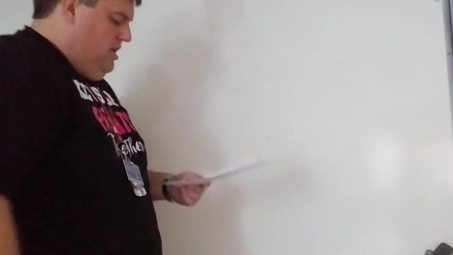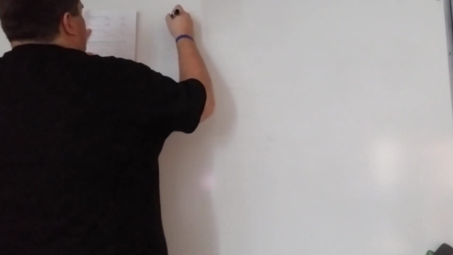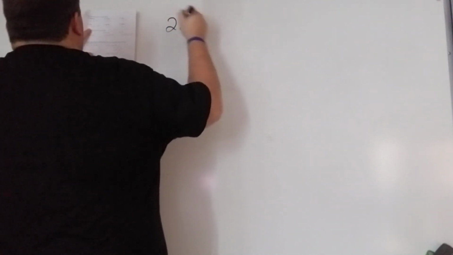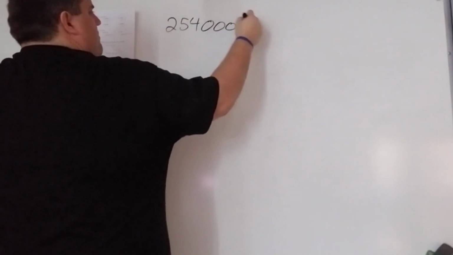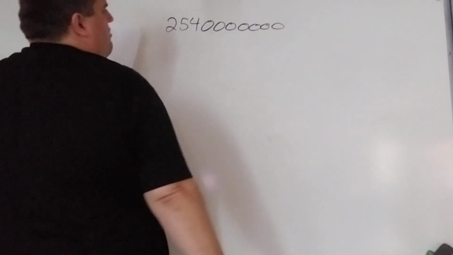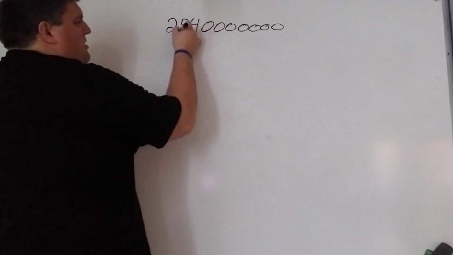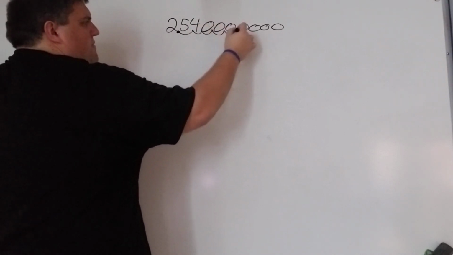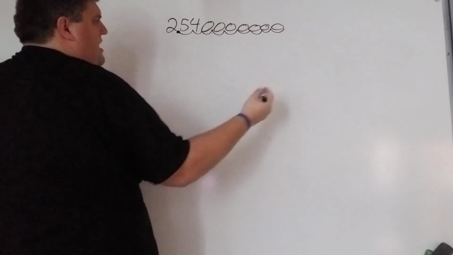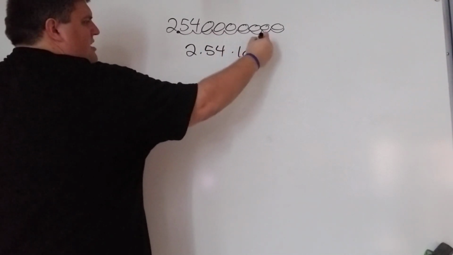All right, let's talk scientific notation. So hopefully this side's not too bad. So remember, when you're putting it in scientific notation, I'm going to put a decimal after the first digit. I'm going to count my spaces, 1, 2, 3, 4, 5, 6, 7, 8, 9. So when I rewrite this, 2.54 times 10 to the 9th.